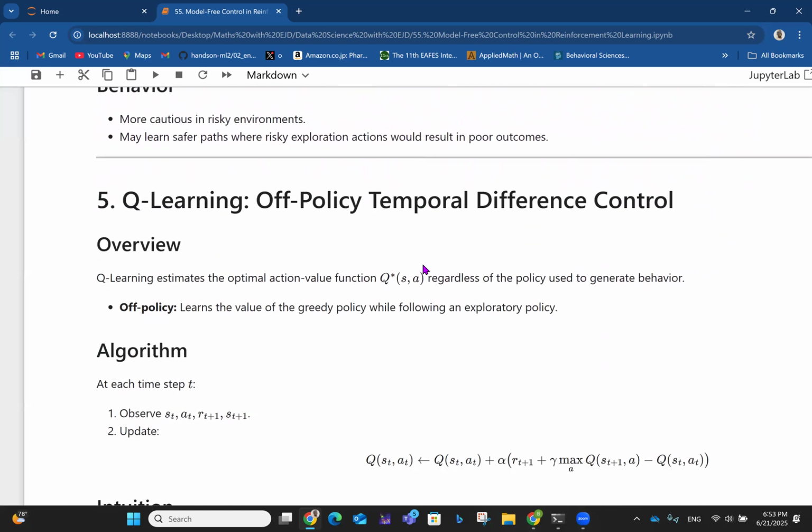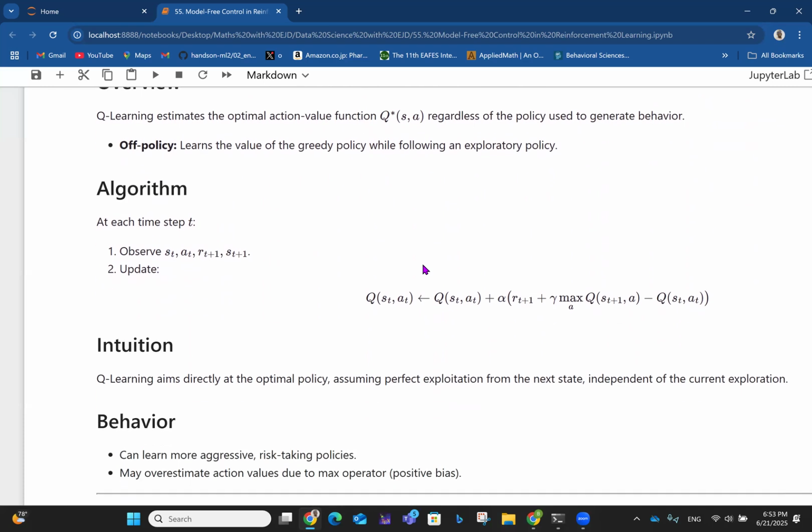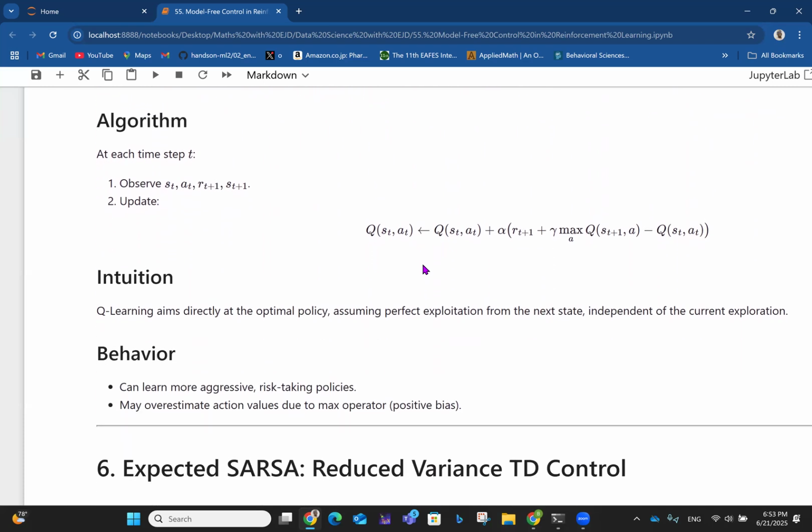But here, it learns the value of the greedy policy while following an exploratory policy. So the algorithm is that at each time step, observe S sub t, A sub t, R sub t plus one, S sub t plus one. Of course, R is reward there, while S is state and A is action. And then you have that update given by what you have right here.